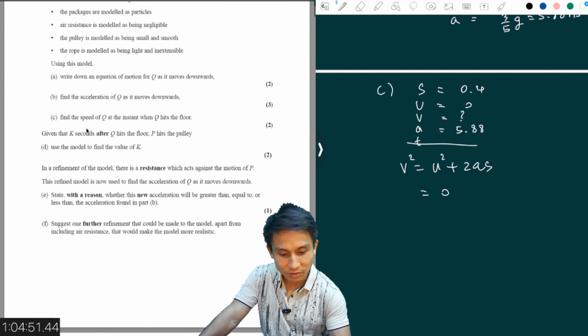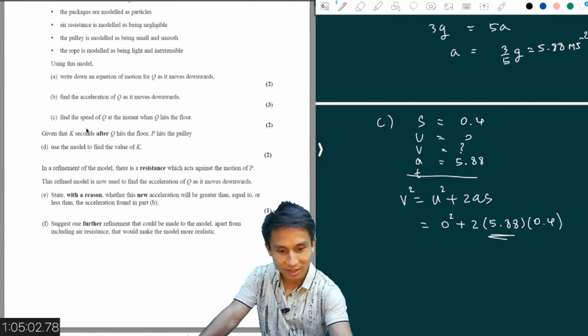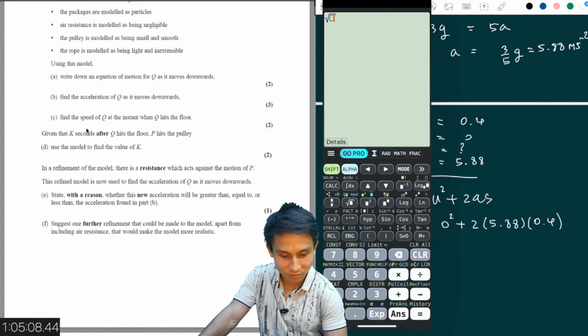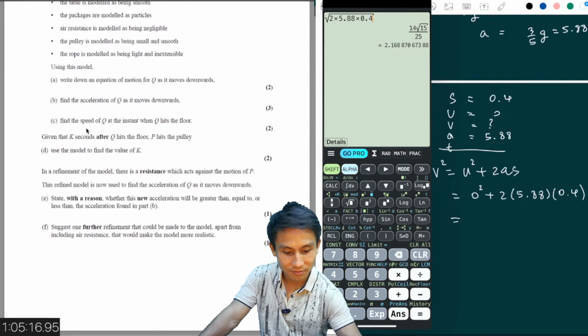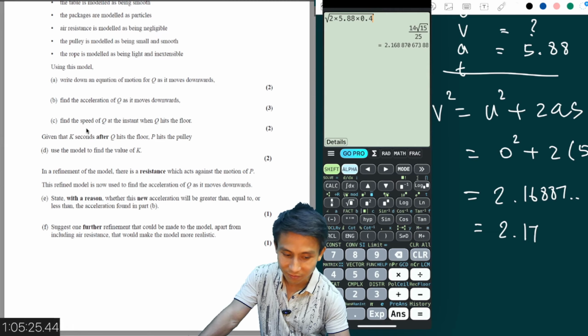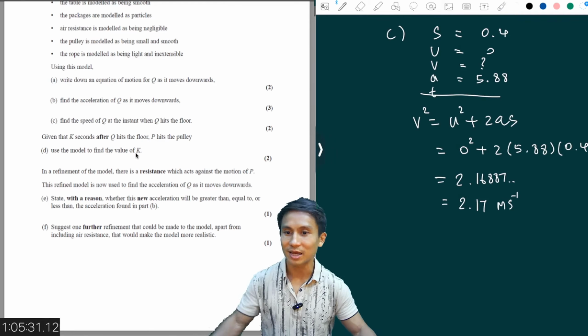So that's U squared plus 2 times 5.88 times S, which is 0.4, right? I'm just checking my value of A here once again. So you're going to have to square root that: square root of 2 times 5.88 times 0.4. Is it 0.4 for the distance? Yep. So that's going to make it 2.16887... I'm going to make it 2.17 meters per second. That's the speed of Q when it hits the floor.